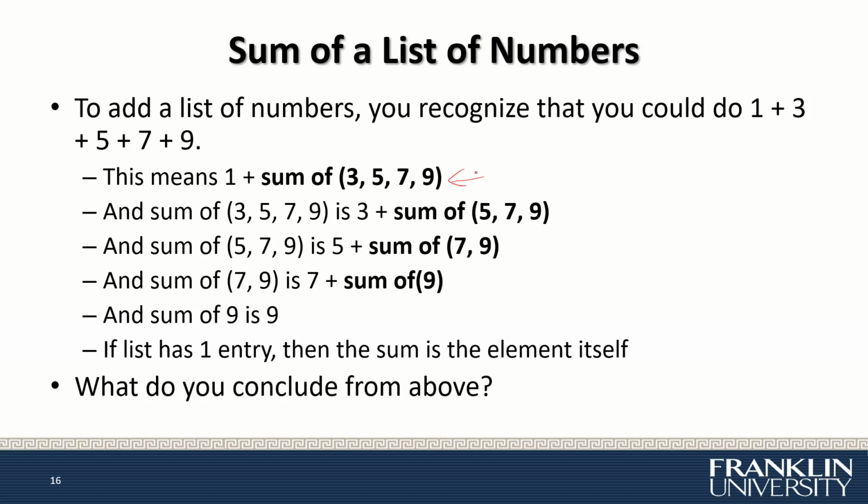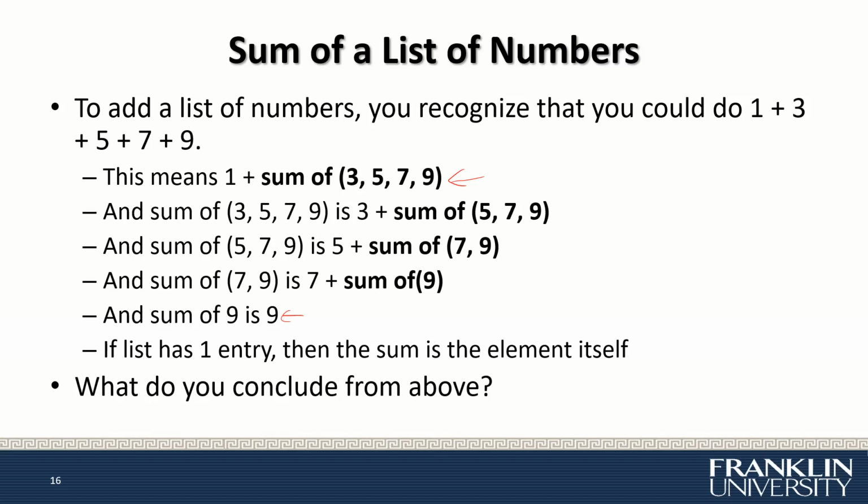the sum of 3, 5, 7, 9. And the sum of 3, 5, 7, 9 is 3 plus the sum of 5, 7, 9. Take a look at each step here. And the sum of 5, 7, 9 is 5 plus the sum of 7, 9. And the sum of 7, 9 is 7 plus the sum of 9. And the sum of 9 is 9. And I stop the recursion.